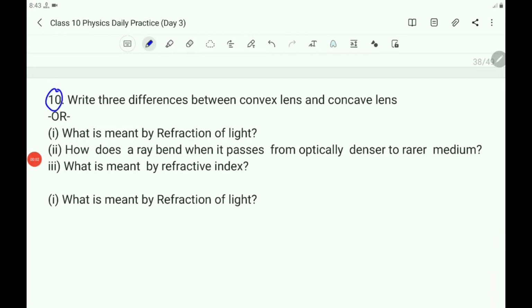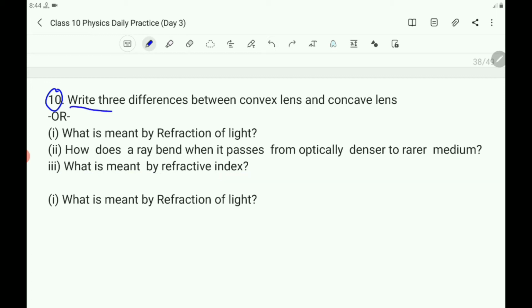Now the 10th question. Write three differences between convex lens and concave lens. What is that question? Write three differences between convex lens and concave lens. There is an OR question, so it is a choice question. Three questions are there. What is meant by refraction of light? The second question, how does a ray bend when it passes from optically denser to rarer medium? Third sub question, what is meant by refractive index?